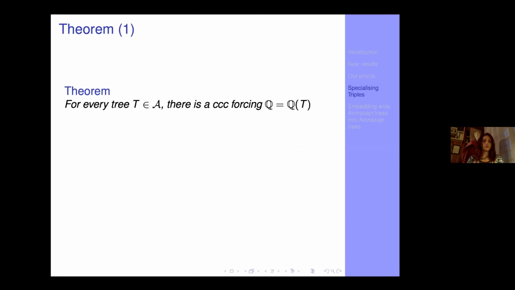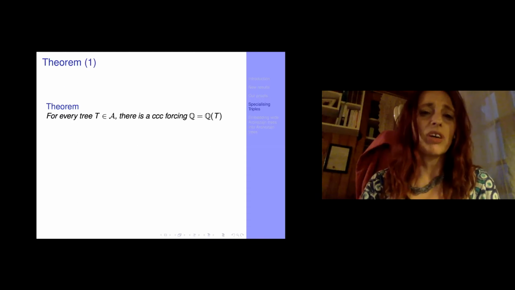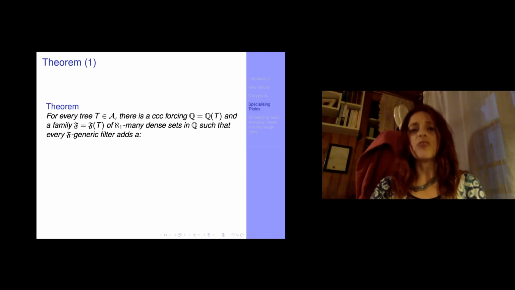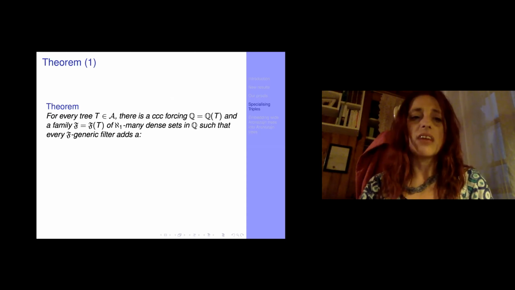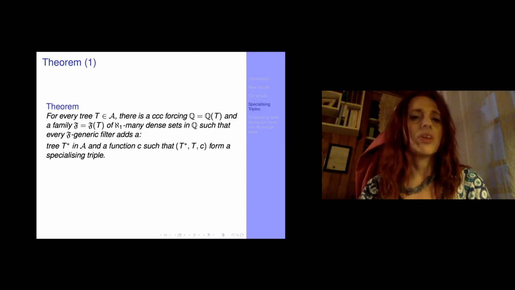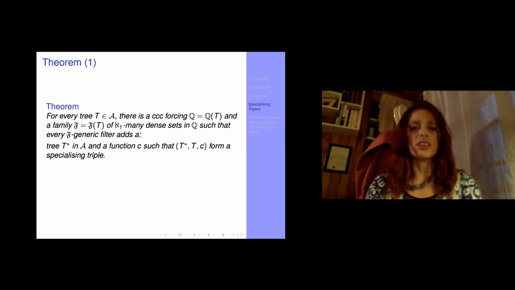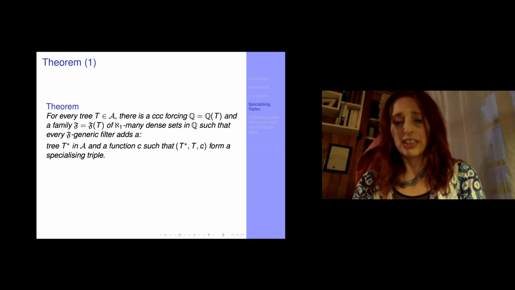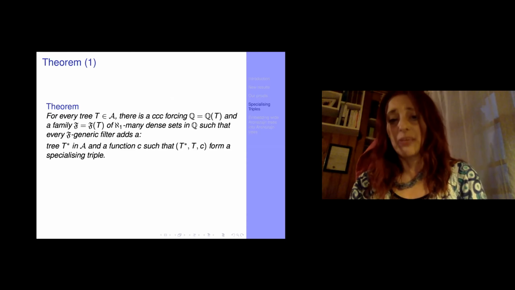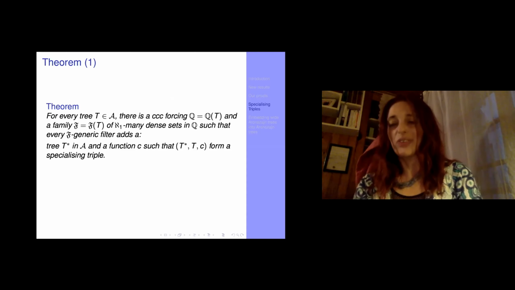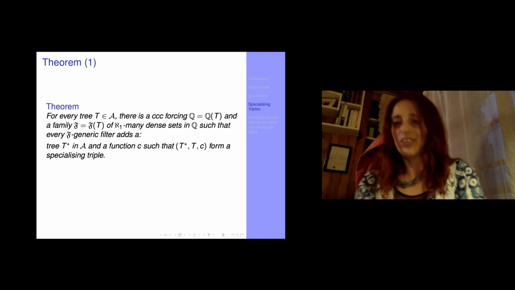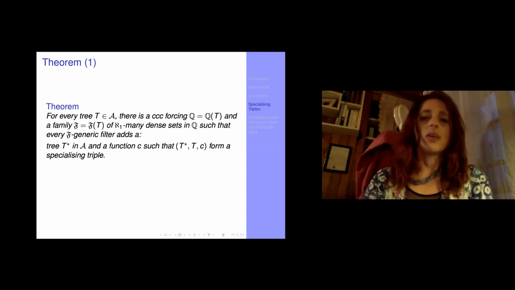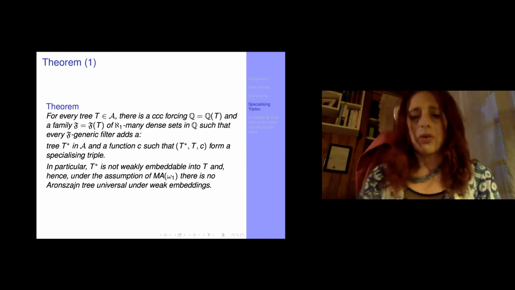Now let me pass to this theorem. This theorem says that for every Aronszajn tree, there is a CCC forcing and a family of Aleph1 many dense sets in it, such that every generic filter for this family adds a tree and a function, such that this new tree, our given tree, and the function form a specializing triple. So this shows under MA of omega 1, this T cannot be universal for Aronszajn trees, because this forcing is going to add a tree which witnesses that T is not universal. So that's what I've just said.